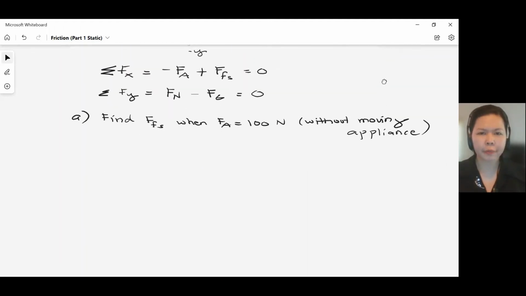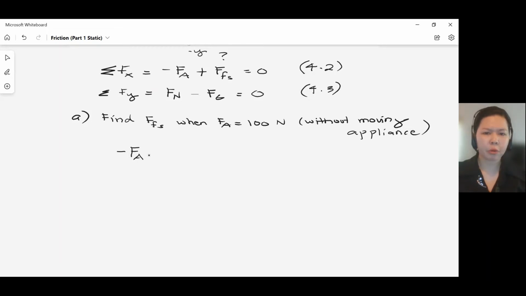So from our equations, FFS is here, so we use summation of Fx. So we just copy that. Let's place here, this will be equation 4.2. The summation of Fy will be equation 4.3. So we have 4.2 to get FFS, negative Fa.